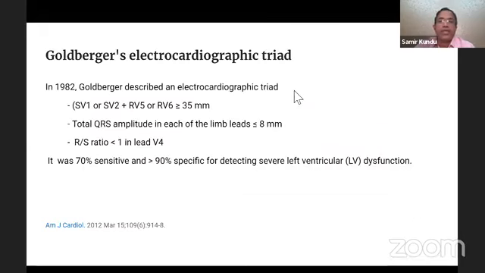Goldberg's electrocardiographic criteria for dilated cardiomyopathy: S wave in V1 or V2 plus R wave in V5 or V6 more than 35 millimeter. Total QRS amplitude in each limb lead is less than 8 millimeter, and RS ratio less than 1 in lead V4.